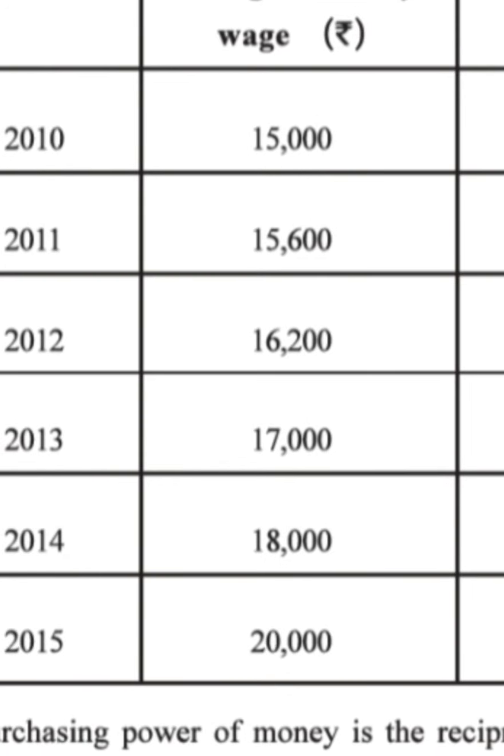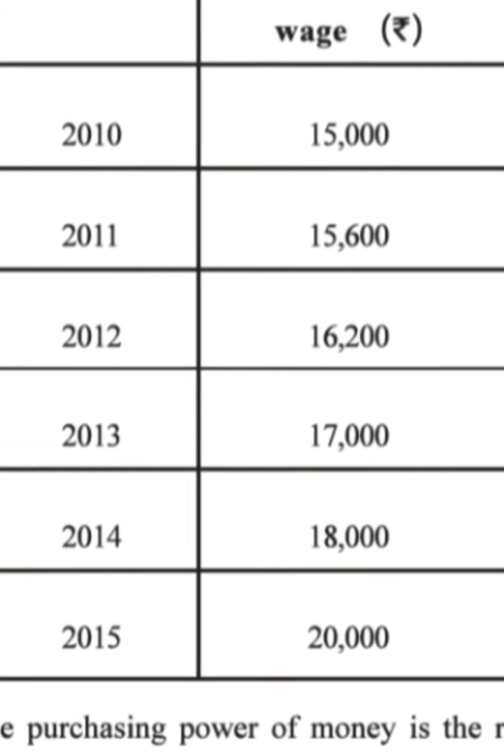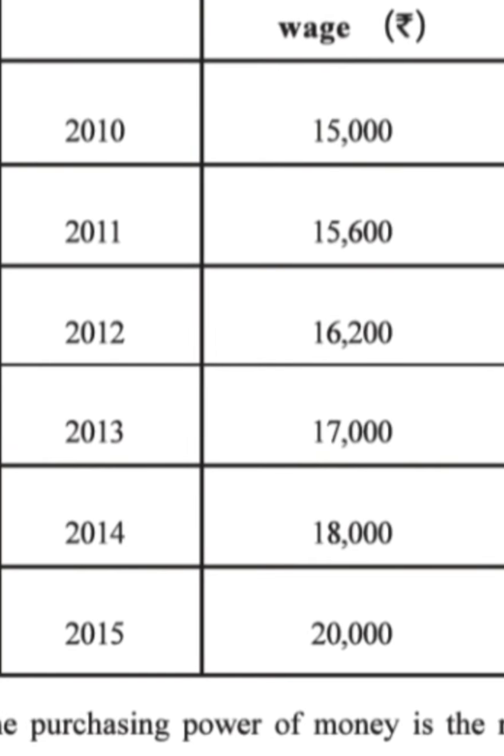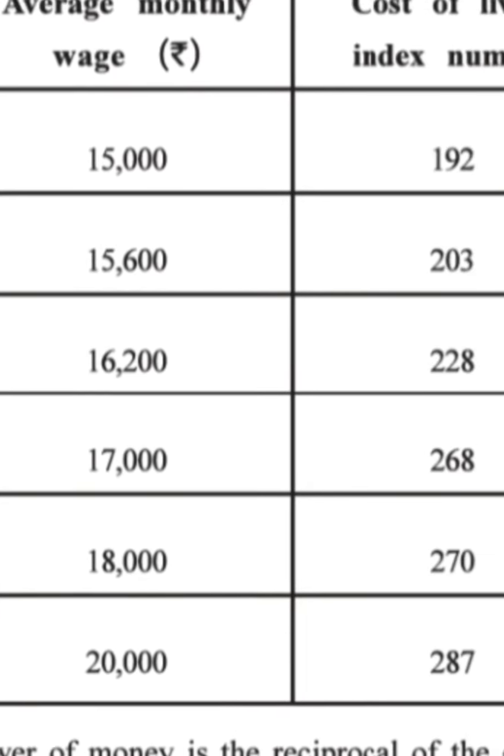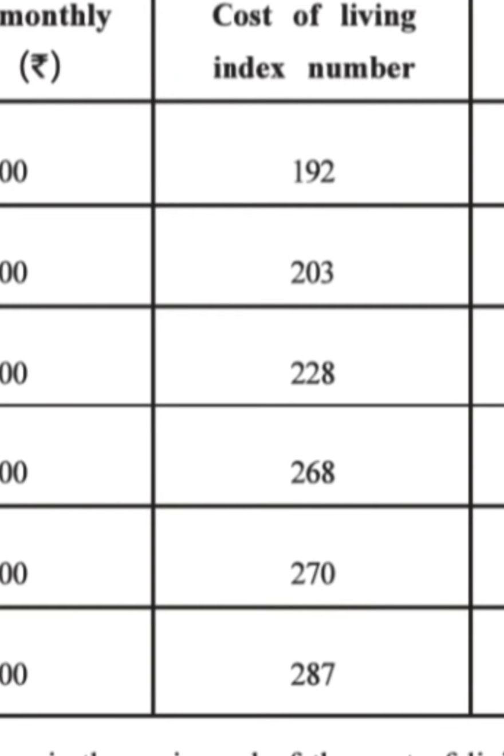The average monthly wage has been given to us in the question: 15,600 for 2011. For 2012 it is 16,200, 2013 17,000, 2014 it is 18,000, and for 2015 it is 20,000. That is the average monthly wage. Children, in this sum they have also given us the cost of living index number: 192, 203, 228, 268, 270 and 287.